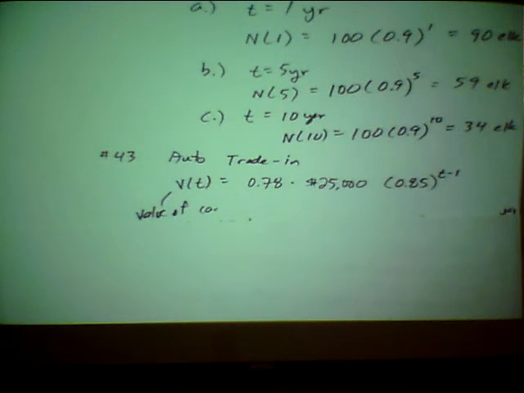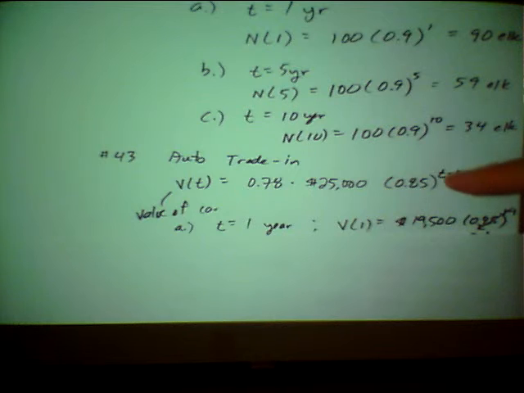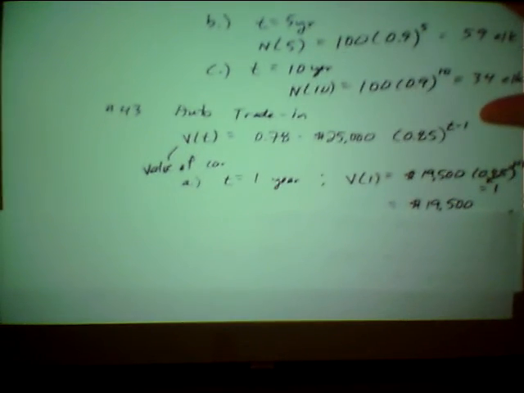For part A, they say, how much will the car be worth after 1 year? You simply take that equation, and you can see here I put in a 1 for t. I have 1 minus 1, which is 0, and of course any time you have an exponent raised to a 0 power, the whole thing just becomes 1. That's what I wrote here, this whole thing becomes 1. So after 1 year, the value of the car is $19,500.